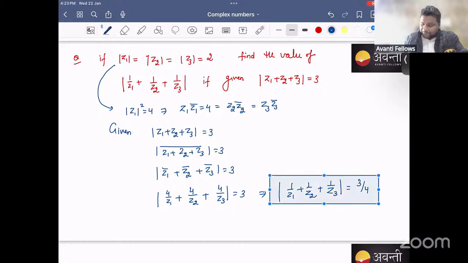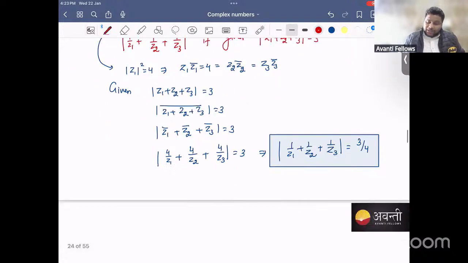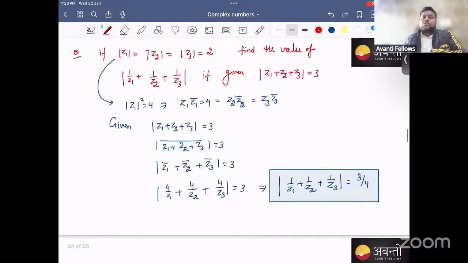Am I clear? This is 3 upon 4. Now, let's do another question based on a similar concept.